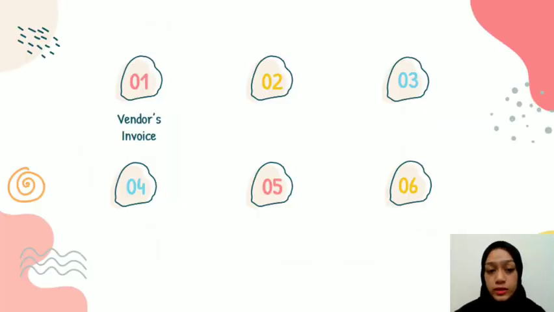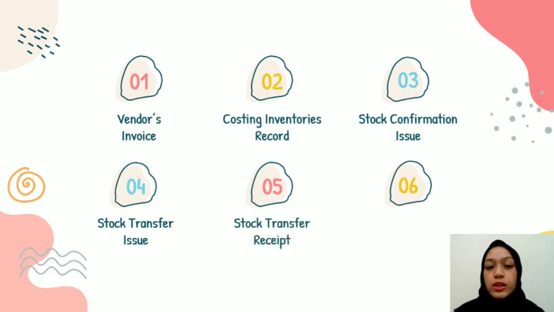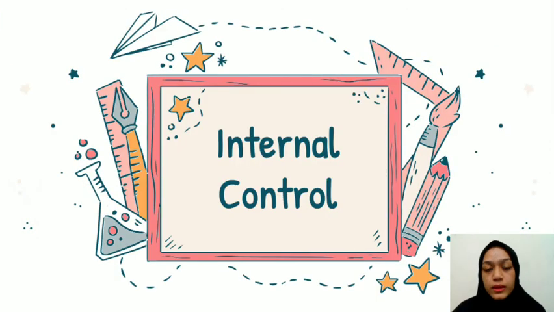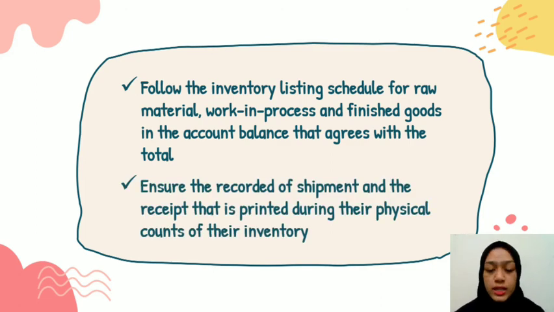The first one is vendor's invoice, and then costing inventories record, stock confirmation issue, stock transfer issue, stock transfer receipt, and stock requisition. Next is internal control. The management has to follow the inventory listing schedule for raw material, work in process, and finished goods in the account balance that agrees with the total. Also, they need to ensure the record of shipment and the receipt that is printed during their physical counts of their inventory.